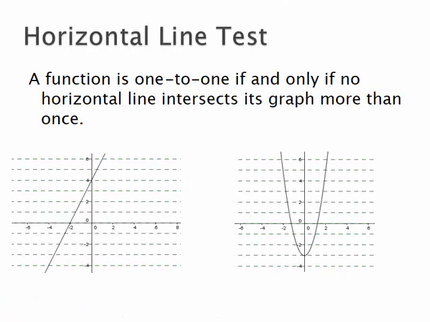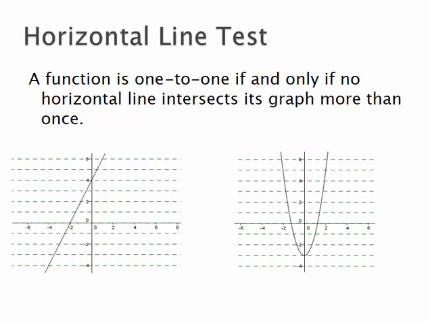You can do a quick test of that if you have the graph using the horizontal line test. We talked about the vertical line test, which tells us how many y values we get for each x, and that tells us whether or not it's a function. If we look at horizontal lines, that'll tell us whether or not we're getting multiple x's with the same y values, whether or not it's going to be a one-to-one function. So a function's one-to-one if and only if all the horizontal lines hit exactly once.